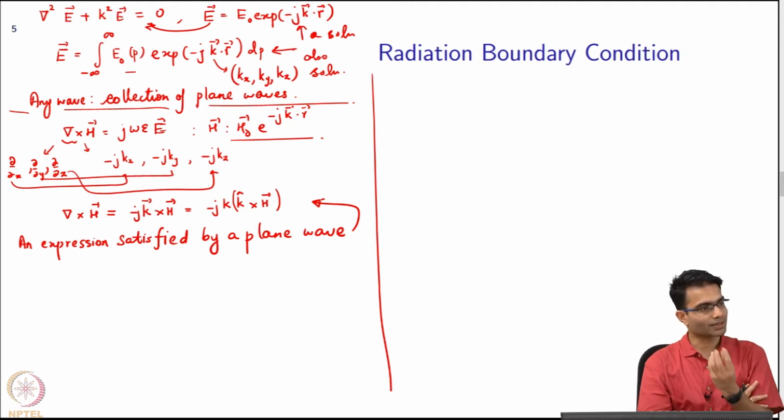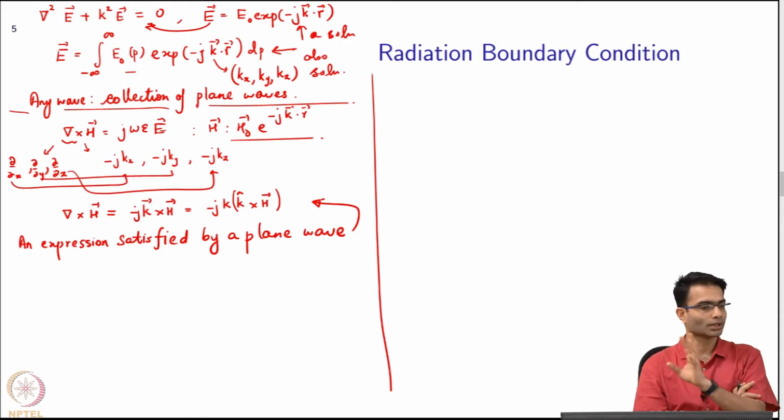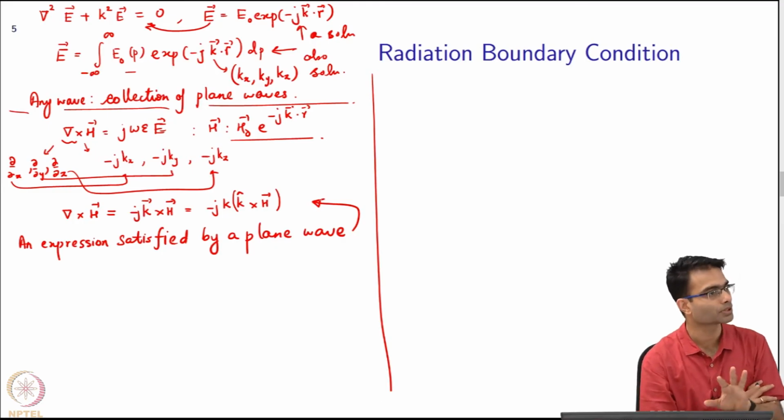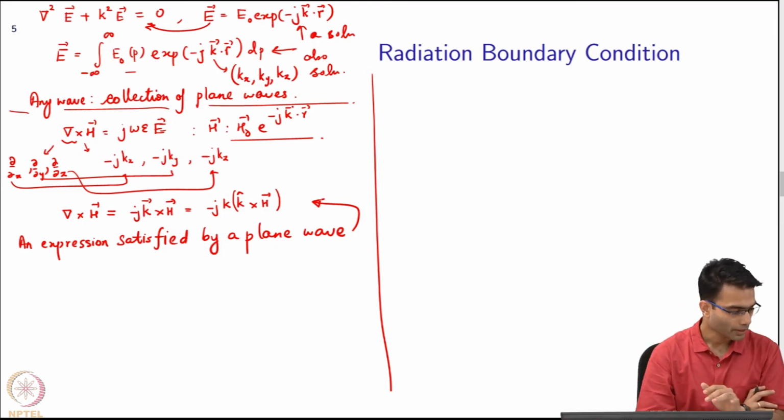So this is the same idea as in 1D, which I had. The expression obeyed by a plane wave, du by dx was proportional to u. Exactly the same situation is going to happen over here. Curl of H is proportional to H. Of course, there are more vectors over here, but this is the basic idea that we will use to derive the boundary condition. Okay.